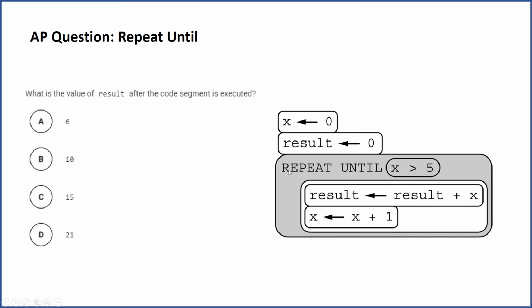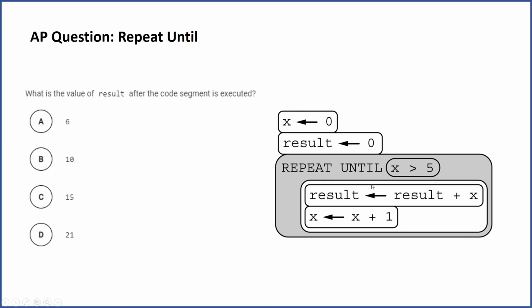So in CollegeBoard, they use these kinds of loops. They don't use for and while, they use repeat until. So this is going to be false, but when it's true, it will stop, until this is true. So we set x to 0, result to 0, and we're going to stop when x is greater than 5. Add x to result, add 1 to x. Keep going, keep going, keep going.